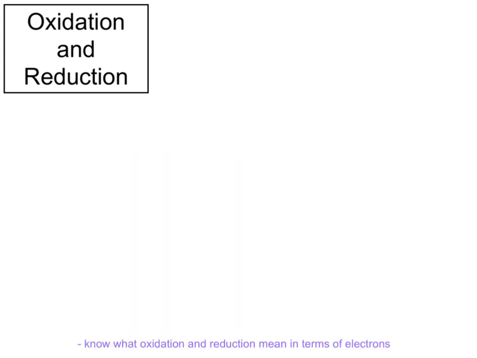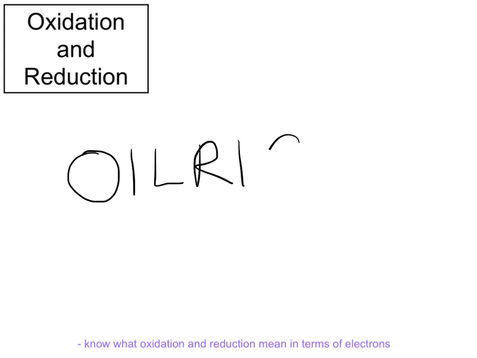So the terms oxidation and reduction refer to the idea of the movement of electrons when a reaction happens. And to remember which way the electrons move for oxidation and reduction, you can remember a term, and that is the term OIL RIG. And what this means is oxidation is loss of electrons and reduction is gain. So if an element has lost electrons during a reaction, that means it has been oxidized. If an element has gained electrons during a reaction, it has been reduced.